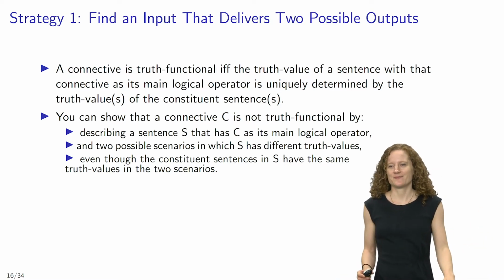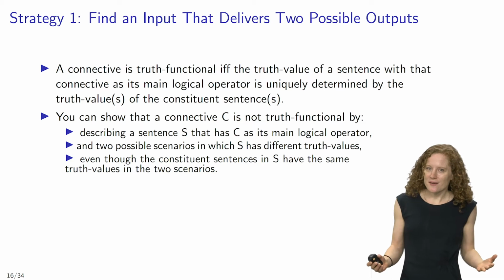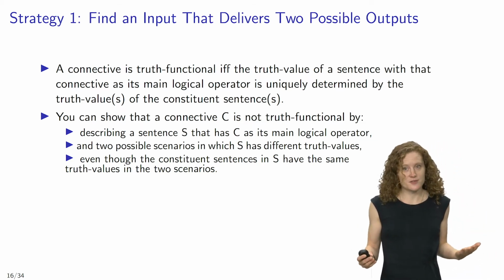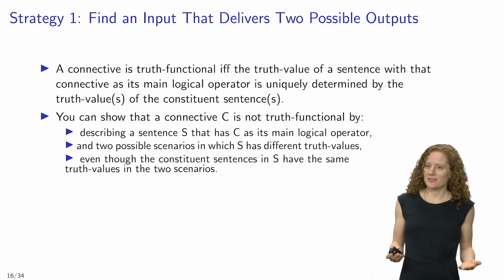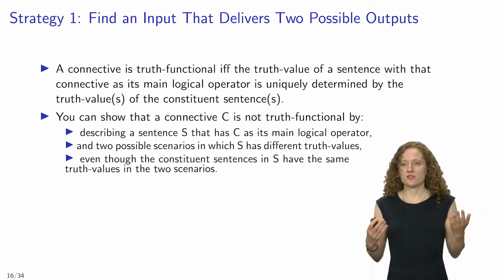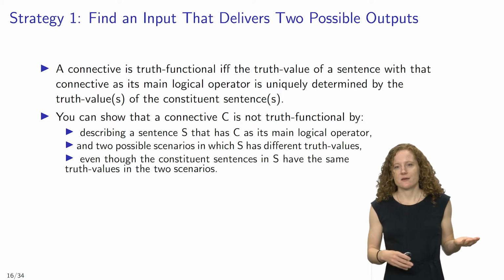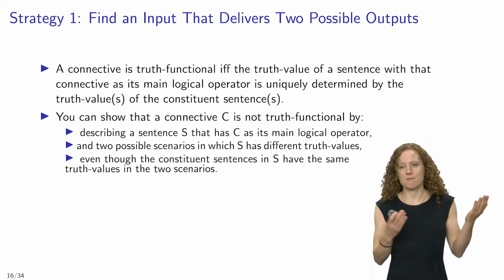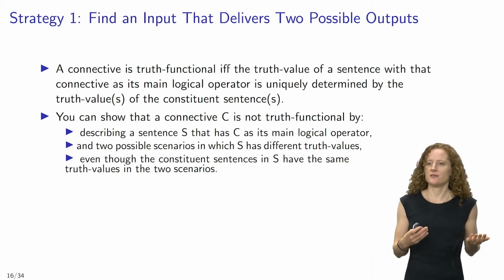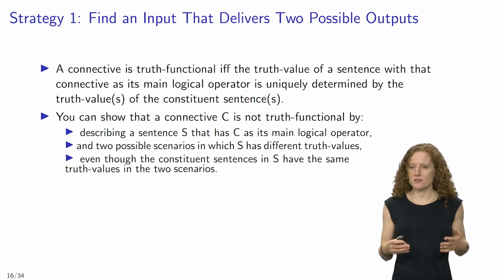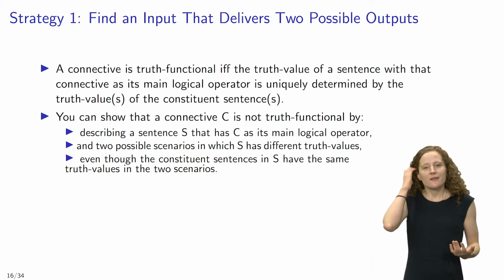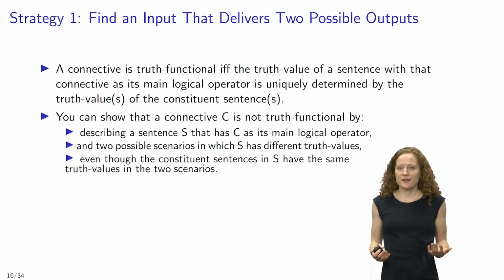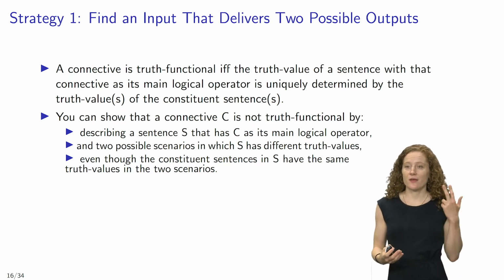How does that go? Well, let's start by reminding ourselves of what makes a connective truth functional. We said that a connective is truth functional if and only if the truth value of a sentence with that connective as its main logical operator is uniquely determined by the truth values of the constituent sentences. And that means that you can show that a connective C is not truth functional by doing three things.